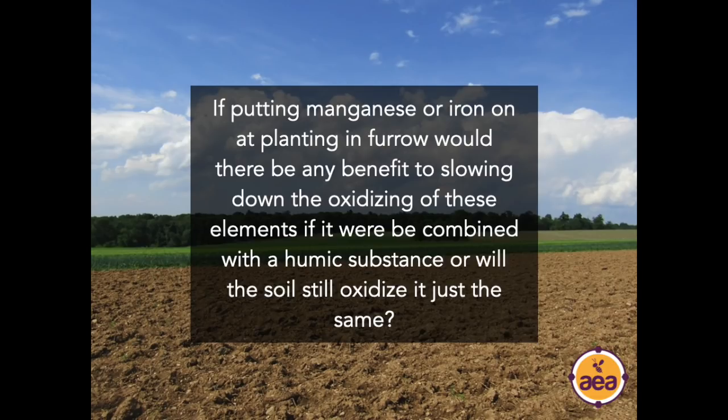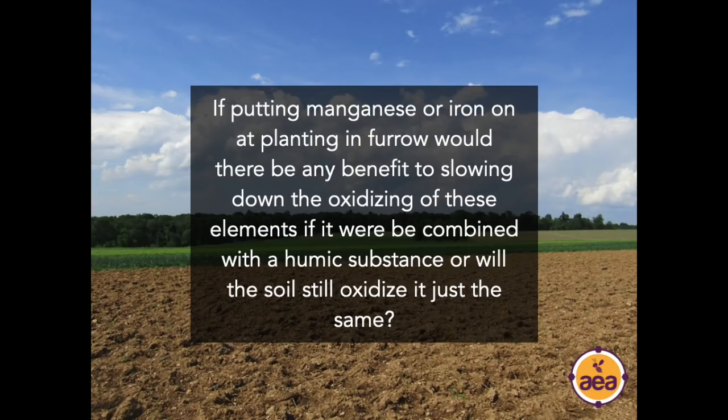Question from Chris Newman. If putting manganese or iron on at planting, like in the furrow, would there be any benefit to slowing down the oxidizing of these elements if it were to be combined with a humic substance, or will the soil oxidize it just the same? The answer is that when these materials are chelated, that slows down the oxidation process, and the degree that it slows it down to depends on the degree and the microbial interactions with the chelation agent.